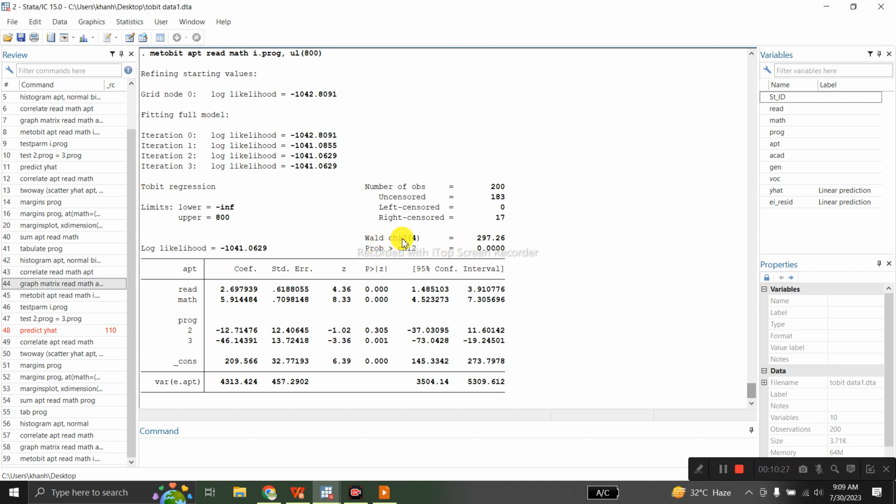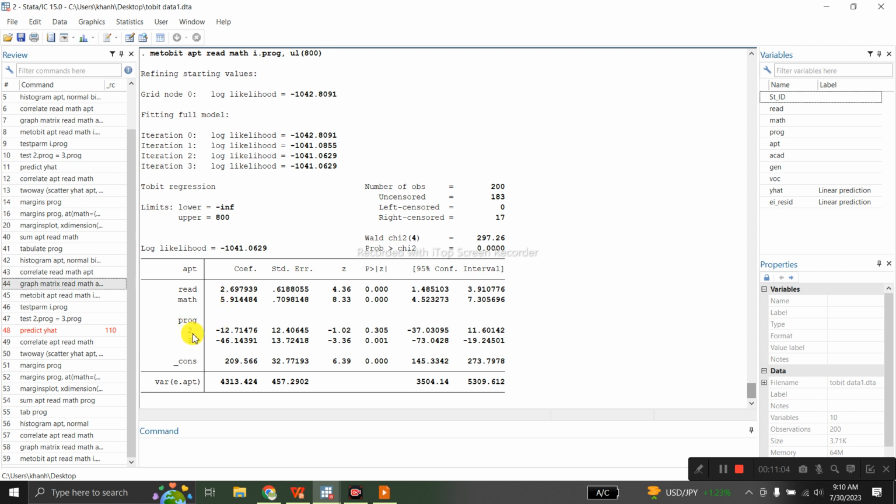This is the Wald chi-square, this is the p-value of Wald chi-square, and this is the likelihood. This is the main effect of reading, and this is the main effect of math, and these are the main effects of program. Now what does this mean? The coefficient of reading means that since the sign is positive, a 1 unit increase in reading score leads to 2.7 unit increase in the aptitude score. Similarly, a 1 unit increase in math score leads to almost 6 unit increase in aptitude test.